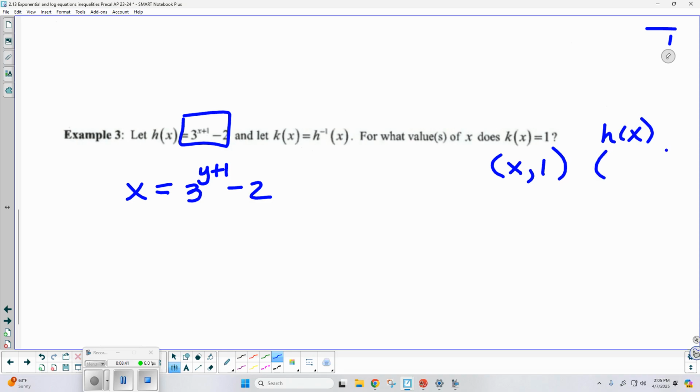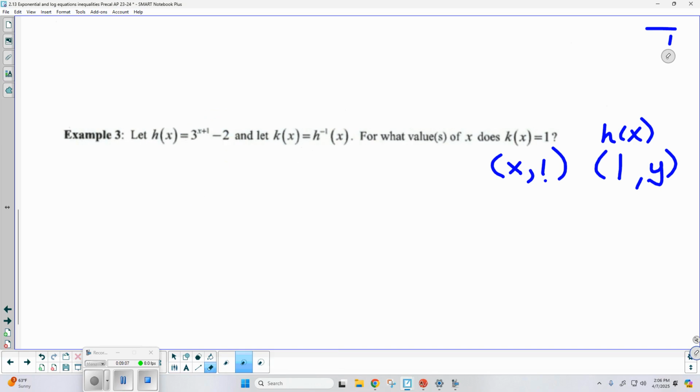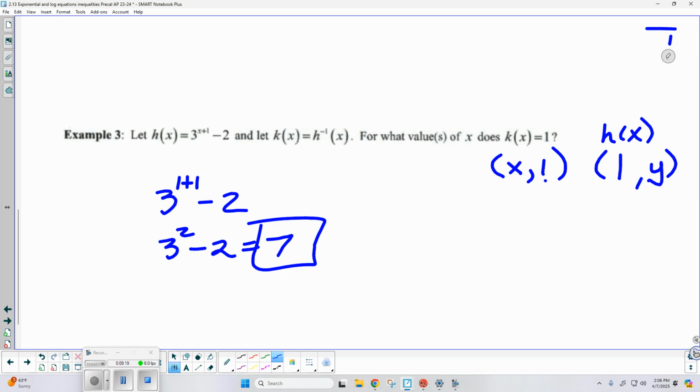Okay. Remember, what is the core idea when it comes to inverses? What do I do with the x's and the y's? We flip them, right? We switch them. So this y value that's 1, it would become an x value that's 1. This unknown x right here would become an unknown y. Does anybody think they know where I'm going with this? Yeah, if we know what the value of x is, all I got to do is plug it in here. So 3 to the x plus 1 becomes the 1 plus 1, minus 2, 3 squared minus 2, 9 minus 2. Far less work if we use the idea of the inverse.